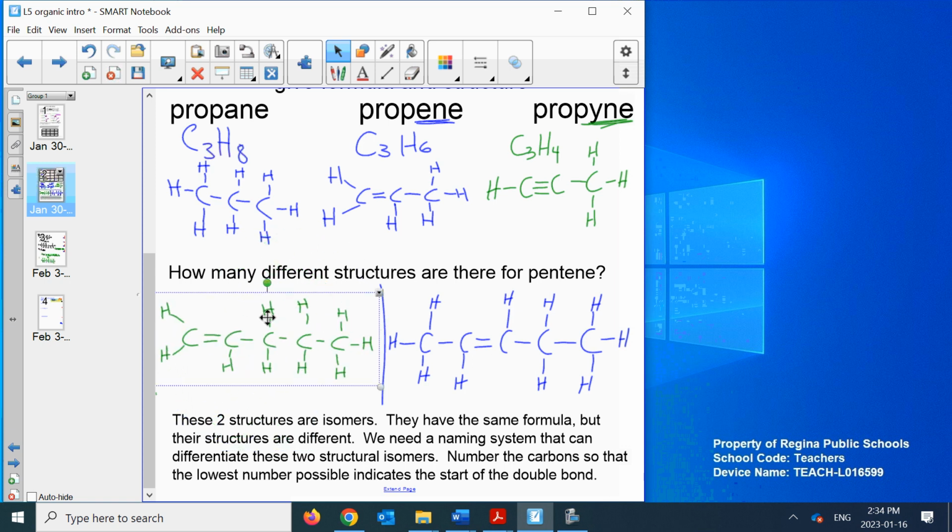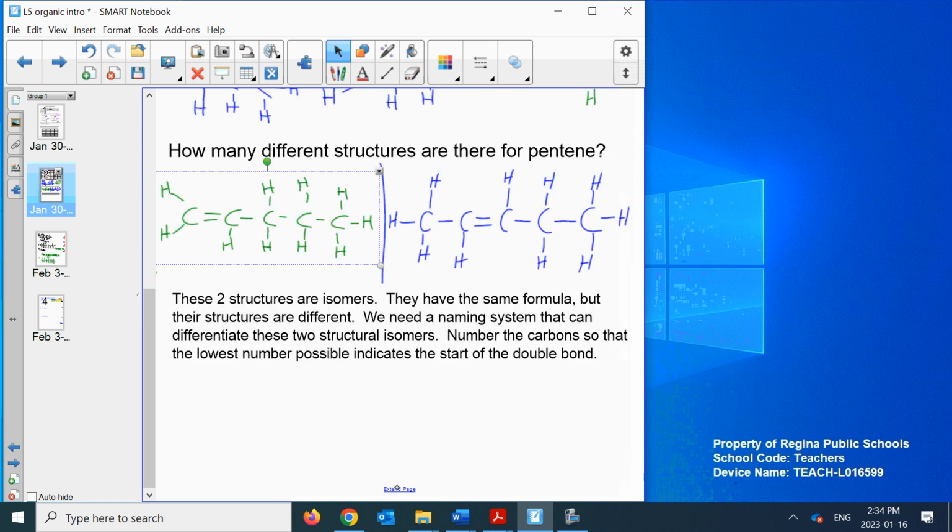Okay. And in the other case, you can see it's between the second and the third. That's the lowest possible, not the other way around. Okay. So here's our naming system. I'm going to write them underneath.